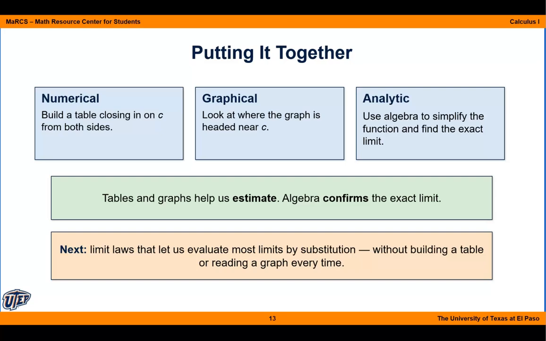Let's bring the main ideas together. There are three complementary ways to work with limits. Numerically, we can build a table using x values that approach the point from both sides. Graphically, we can examine where the graph is headed near the point. And analytically, we can use algebra to simplify the function and find the exact limit. Tables and graphs help us estimate limits. Algebra allows us to confirm exact limits.